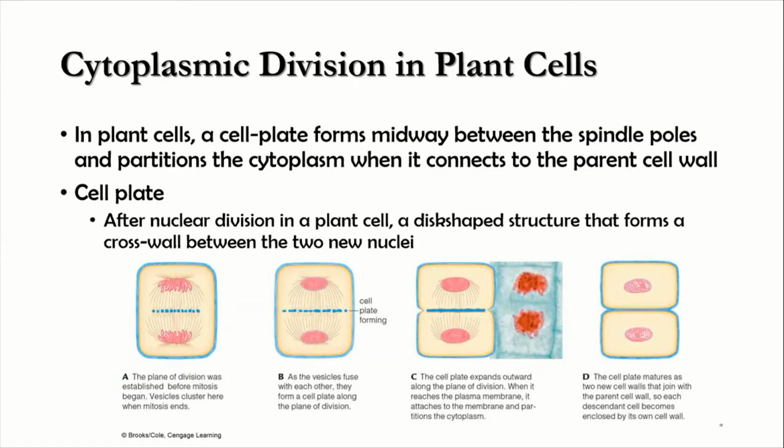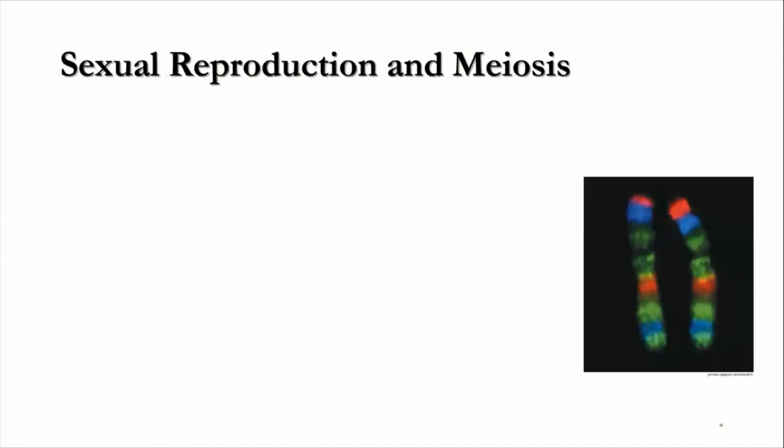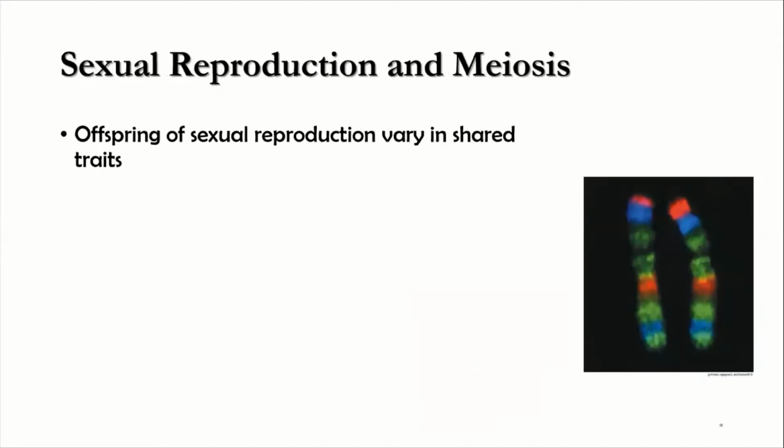So that is now how cytoplasmic division is different in your plants and among your animal cells. Okay? Now, sexual reproduction and meiosis. So as mentioned initially, meiosis is responsible for the production of your gametes. Okay, so the offspring of sexual reproduction actually vary in shared traits.